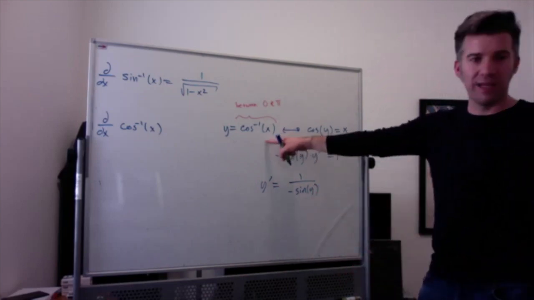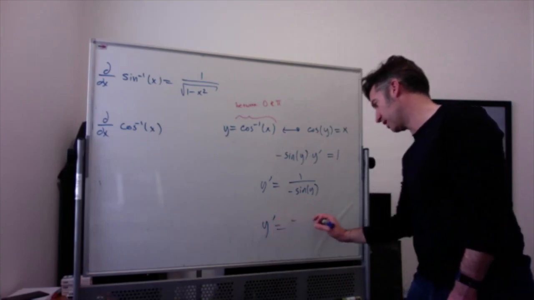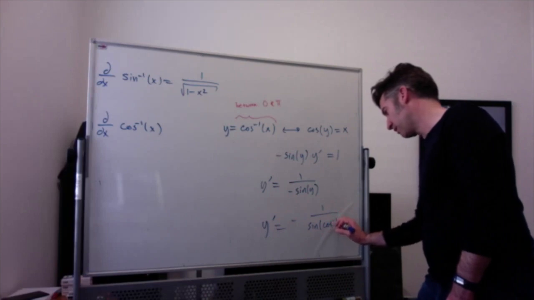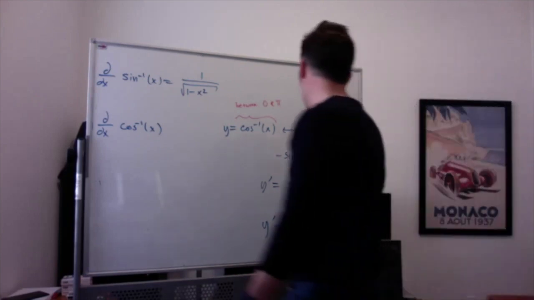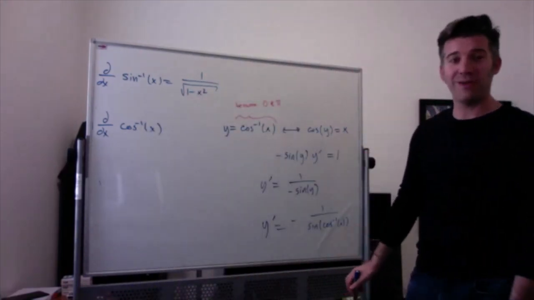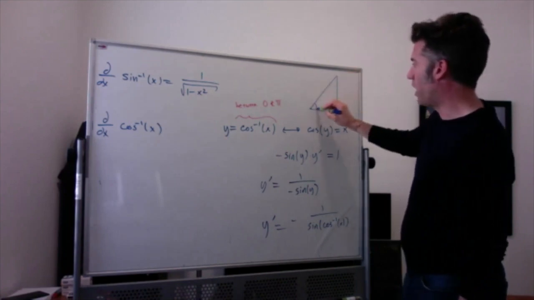And you could plug in inverse cosine of x, right? You could totally write this as y prime equals negative 1 over sine of inverse cosine of x. But nobody writes it that way. Instead, what we do is say, oh yeah, cosine of y equals x. Draw myself a right triangle where y is the angle.